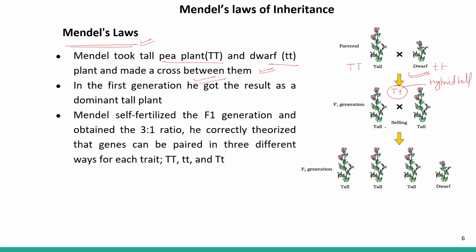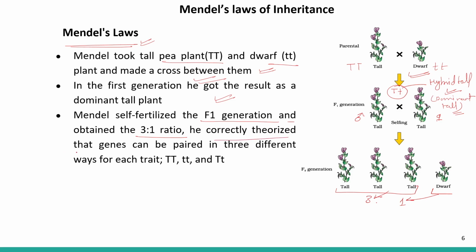Now we will take two plants, one acting as a male and one acting as a female, right? So in the first generation, he got the result as a dominant tall plant. So all plants are dominant tall. This is the dominant tall, but this is actually a hybrid one. Mendel self-fertilized the F1 generation and obtained a 3:1 ratio. So here he got a 3:1 ratio. 3 tall and 1 dwarf.